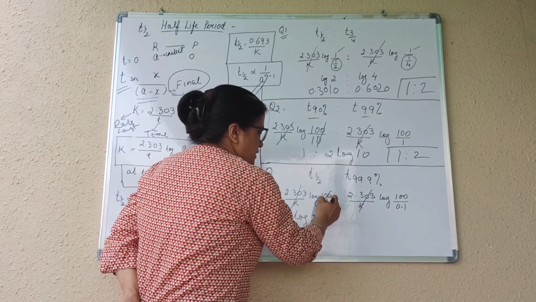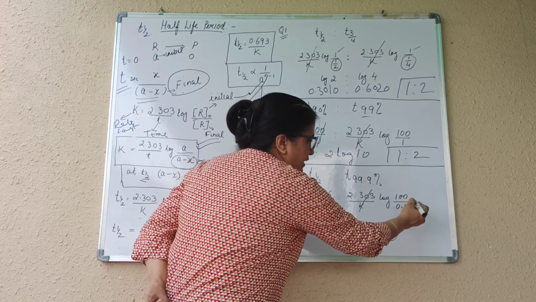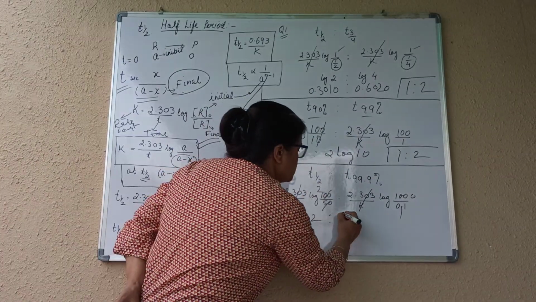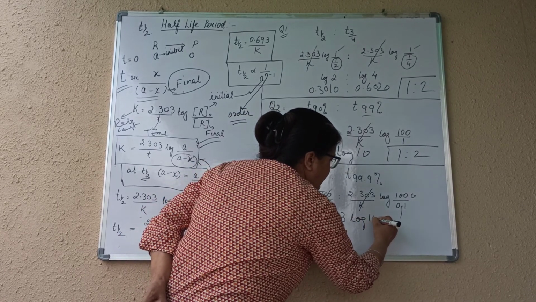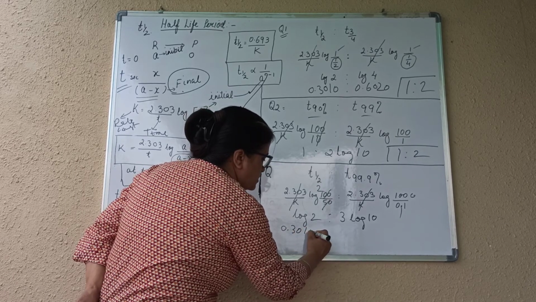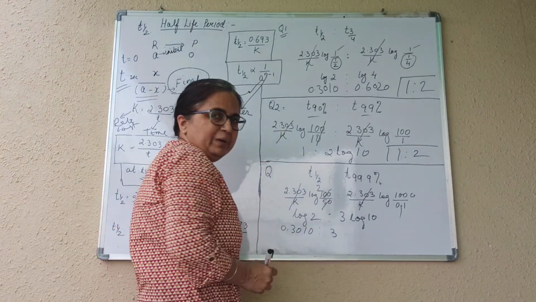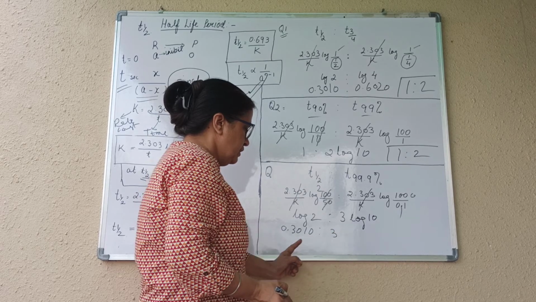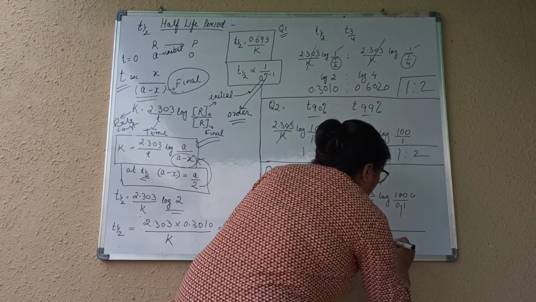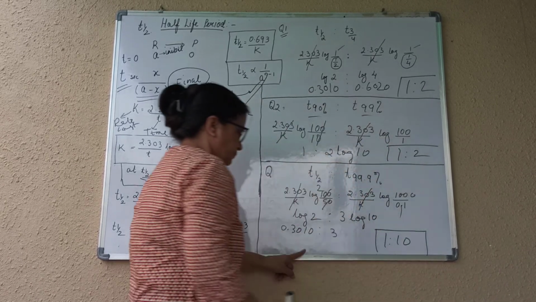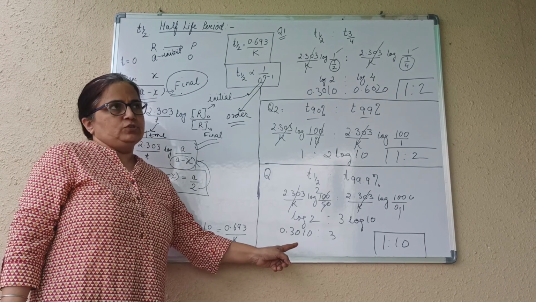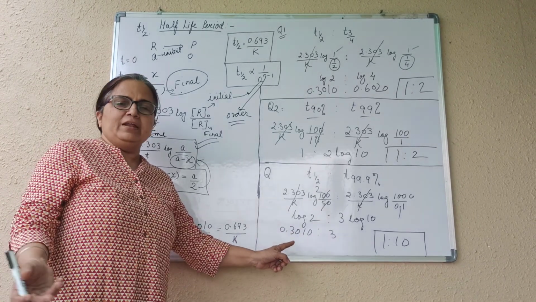If I solve this, if I remove the decimal, it will be log 1000. Log 1000 is what? 3 log 10, which is 3. So this I know is 0.3010 is to 3 basically. So if I see the ratio, I am getting the answer as 1 is to 10. This is 10 times of 0.3010. Clear? In the next video we will discuss the remaining numericals.